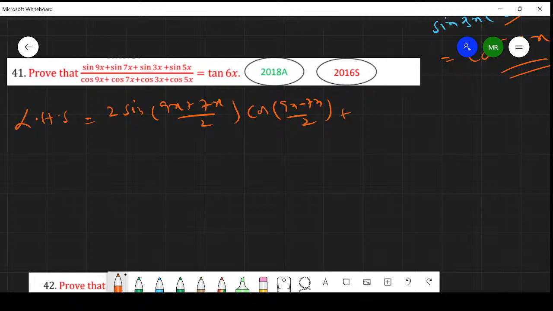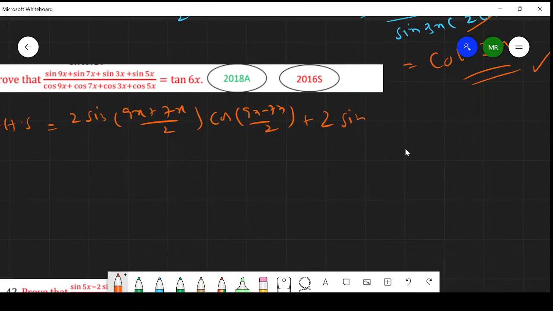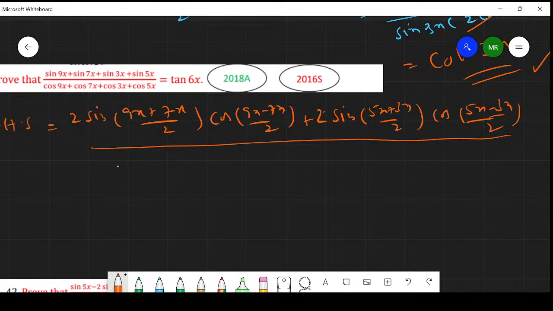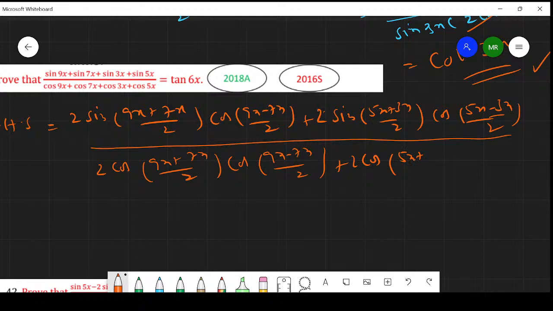Plus the same thing, sin c plus sin d, I can apply here for sin 5x plus sin 3x. I will write 2 sin (5x plus 3x) by 2 into cos (5x minus 3x) by 2, because I have taken the bigger angle first. For the denominator, cos c plus cos d is 2 cos (c plus d) by 2, so 2 cos (9x plus 7x) by 2 into cos (9x minus 7x) by 2, plus again cos c plus cos d, 2 cos (5x plus 3x) by 2 into cos (5x minus 3x) by 2.